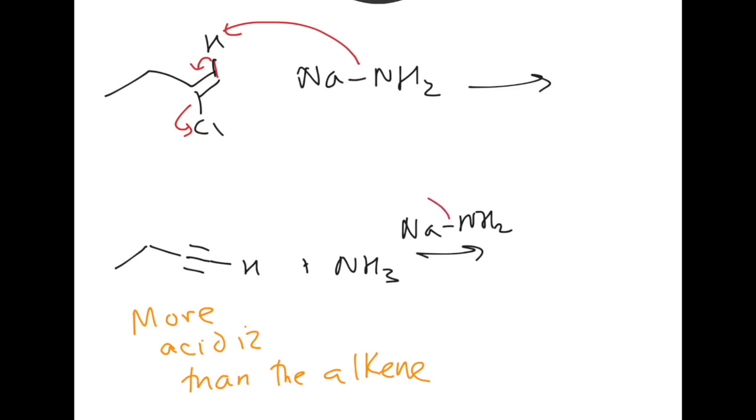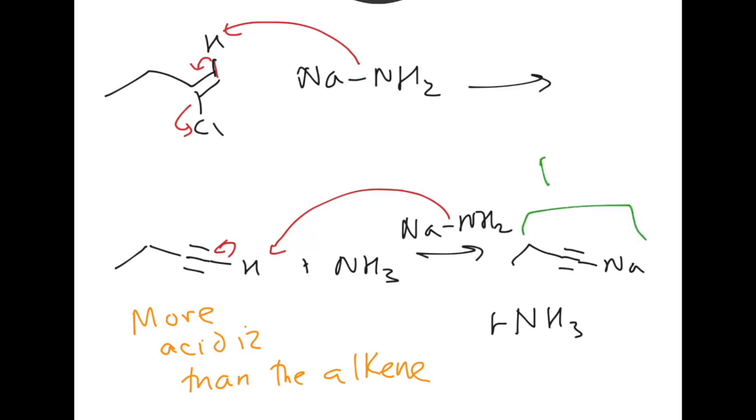So this will grab a hydrogen off the end, and you end up putting a sodium on the end, plus making more ammonia. Right. So you don't want a negatively charged alkyne, right? You don't want to have sodium on the end of your alkyne. You've got to get rid of that somehow. So that's where the water comes in. This is a base, right? It can pull a hydrogen off of something.